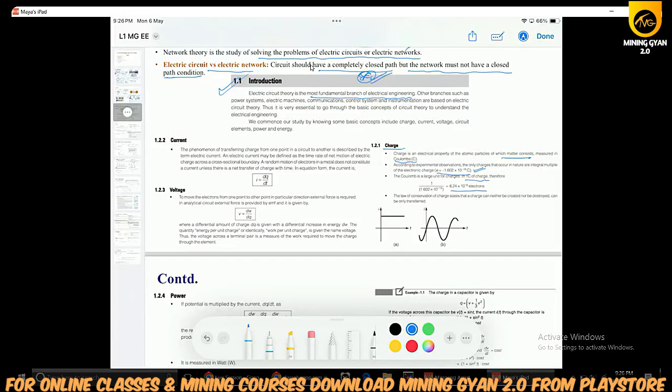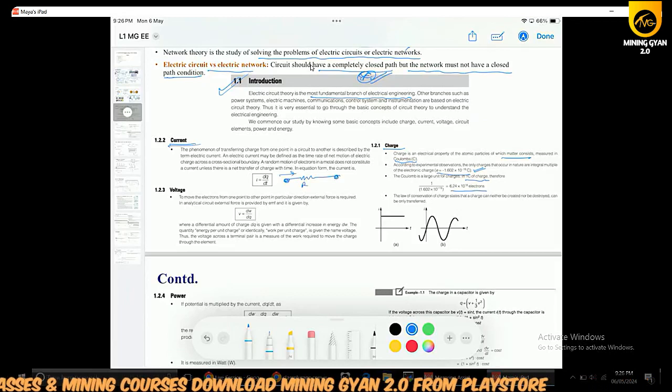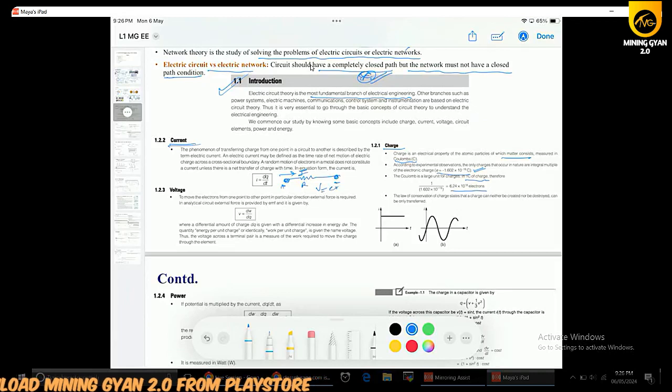Then coming to current. What is a current? The phenomenon of transferring charge from one point. If this is an element, and we want to get the current flowing through any resistance, first of all we have to apply a voltage source, that is EMF, such that a current will flow through this element. This is a metal, so this is the first point and this is the second point.